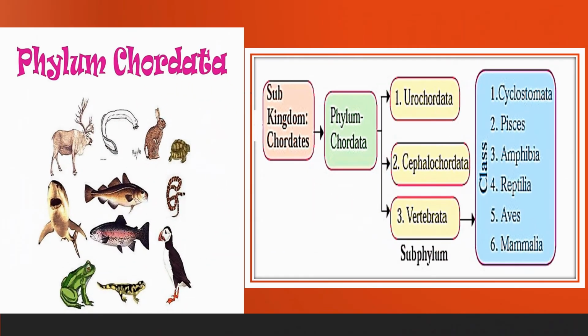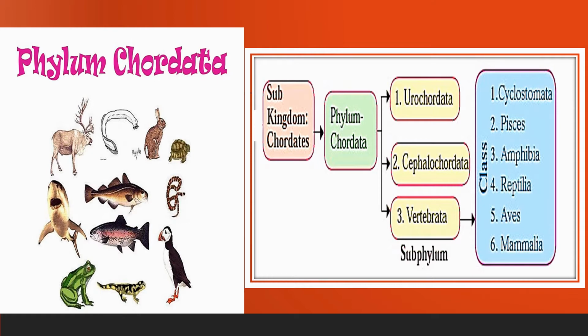Now students, phylum Chordata is further divided into three subphylums, that is subphylum Urochordata, subphylum Cephalochordata and subphylum Vertebrata. And further, this subphylum Vertebrata is classified into six classes, that is class Cyclostomata, class Pisces, class Amphibia, class Reptilia, class Aves and class Mammalia.